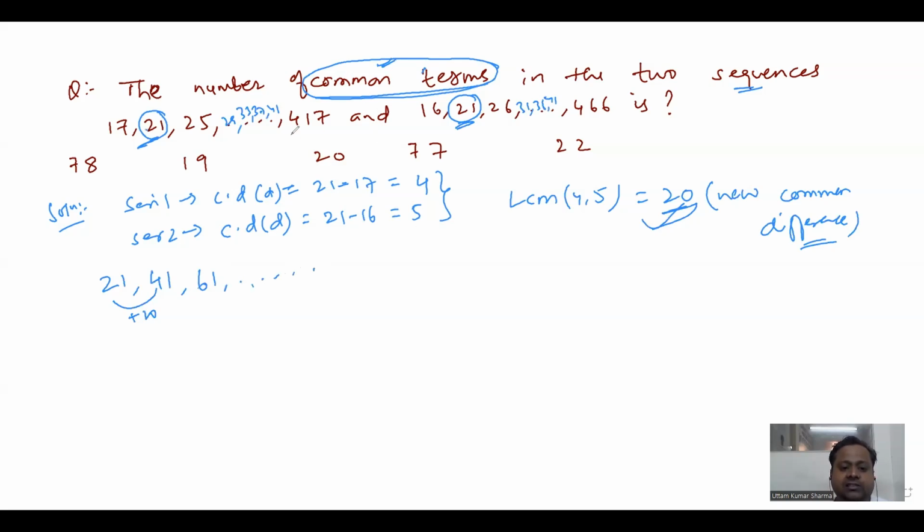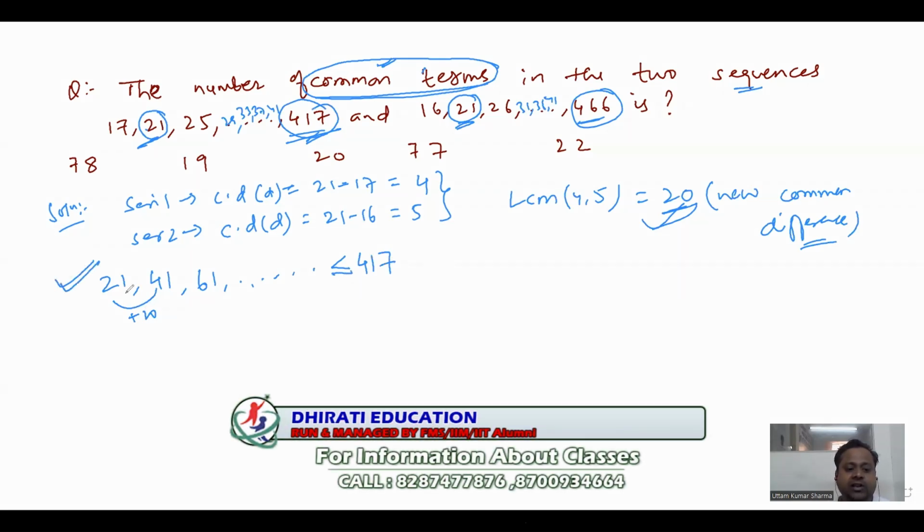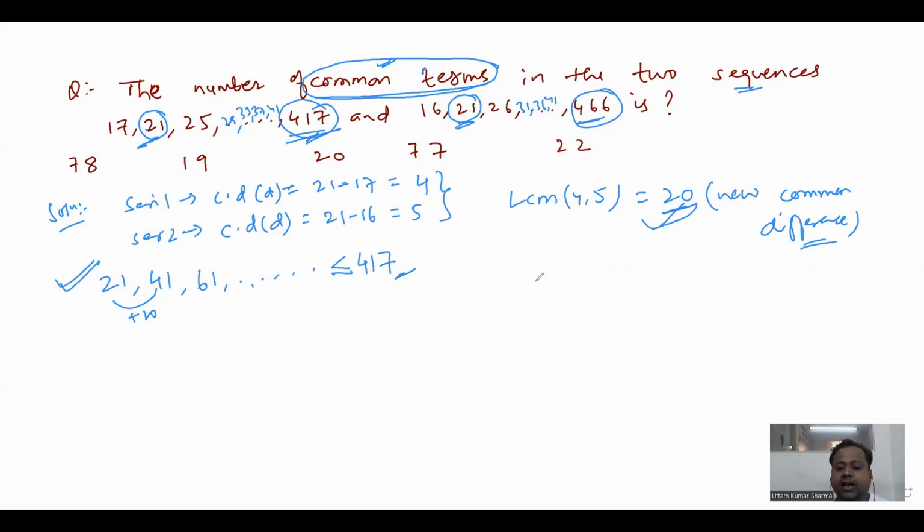And what will be the last term? For the last term, which one is smaller in both? The smaller one is 417. So the last term would be less than or equal to 417 in this series. I hope this is clear. Now you need to calculate how many terms are there till here. And the formula for the nth term of an AP is a plus (n minus 1) into d. A is the first term, that is 21. D is the common difference, that is 20, as I told you. N we need to calculate.